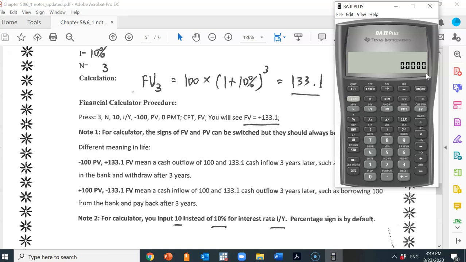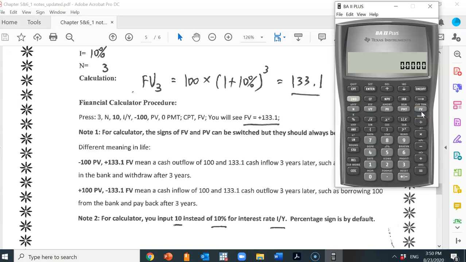Okay, let's solve this question now. The buttons we're going to use will be on the third row here. Okay, this is called the TVM worksheet on the BA2 Plus Texas Instruments financial calculator. You can see that we have N, number of periods, I, interest rate, PV, present value, payments, which usually refers to the annuity amount, and FV, future value here in this worksheet.